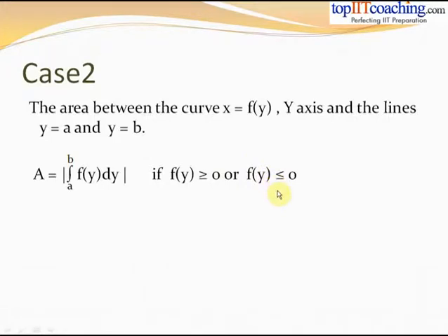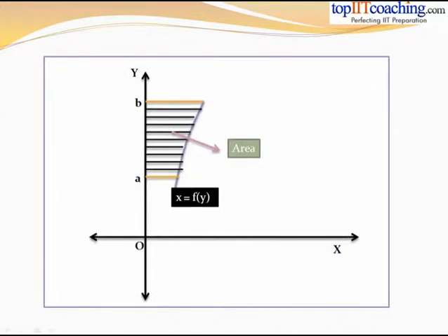We are expressing x as a function of y and we try to find the area between this curve, the y-axis, the lines y = a and y = b, and this area is given by the modulus of the integral of f(y) dy from a to b. Here we know that area is always positive, so this area would be the modulus of the integral of f(y) dy from a to b. Also here f(y) is greater than or equal to 0 or f(y) is less than or equal to 0. Let us say that this is the curve x = f(y).